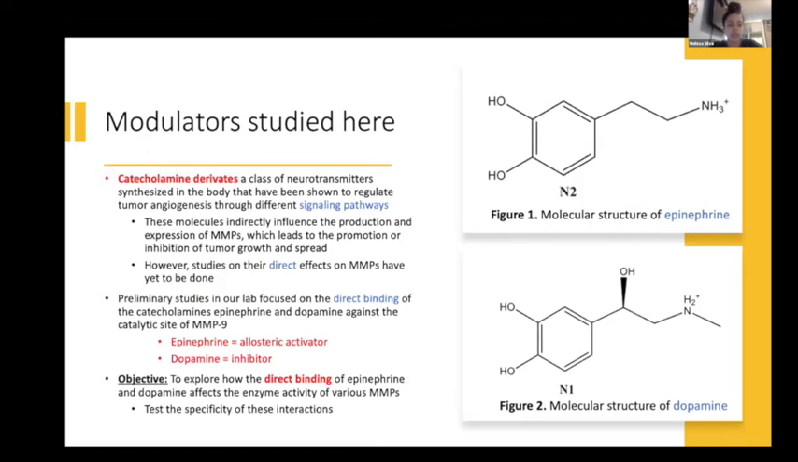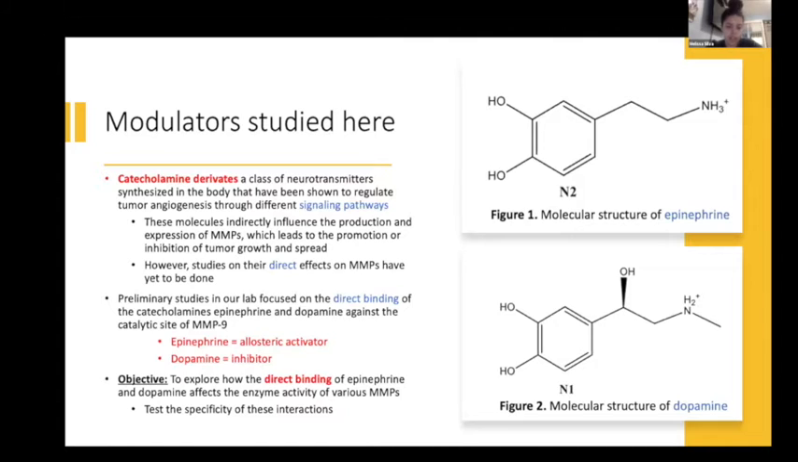So that brings me to the modulators studied here, which are catecholamine derivatives, a class of neurotransmitters synthesized in the body that have been shown to regulate tumor angiogenesis through different signaling pathways. These molecules indirectly influence the production and expression of MMPs, which leads to the promotion or inhibition of tumor growth and spread. However, studies on their direct effects on MMPs have yet to be done.